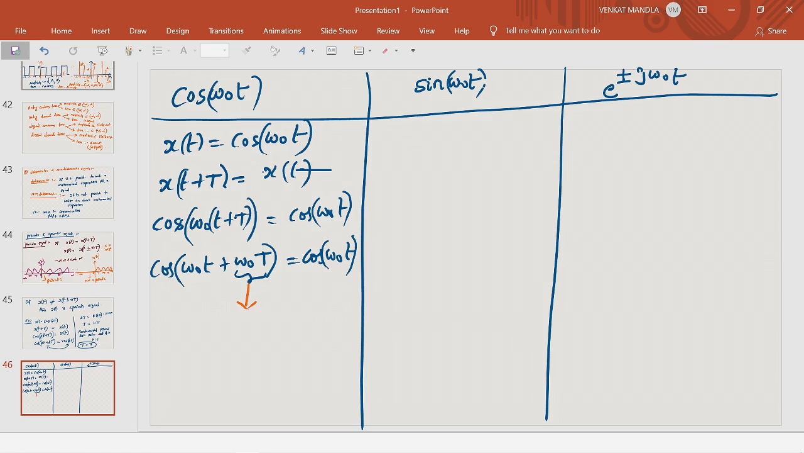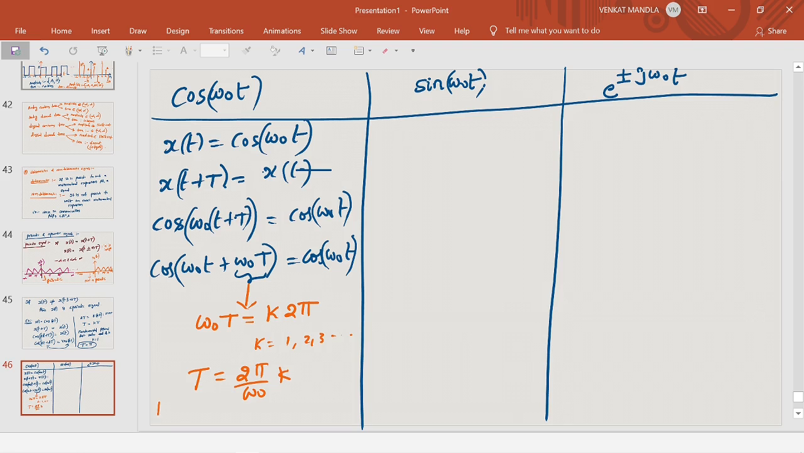if omega naught into capital T equal to some k times 2 pi, then we will get cos of 2 pi k plus theta, equal to cos theta only. So if omega naught into capital T equal to k times 2 pi, where k is an integer, k equal to 1, 2, 3 and so on, then it is periodic. And what is the period? T equal to 2 pi by omega naught into k.